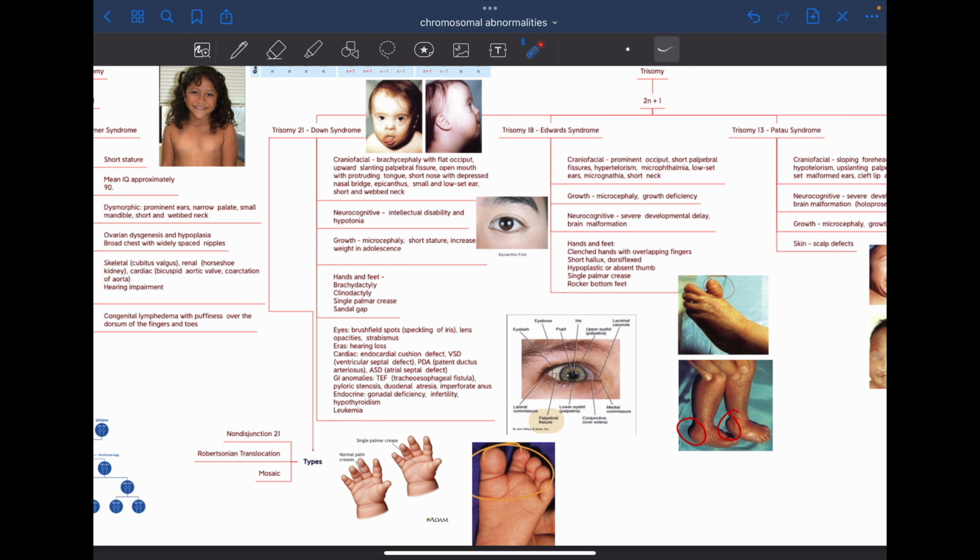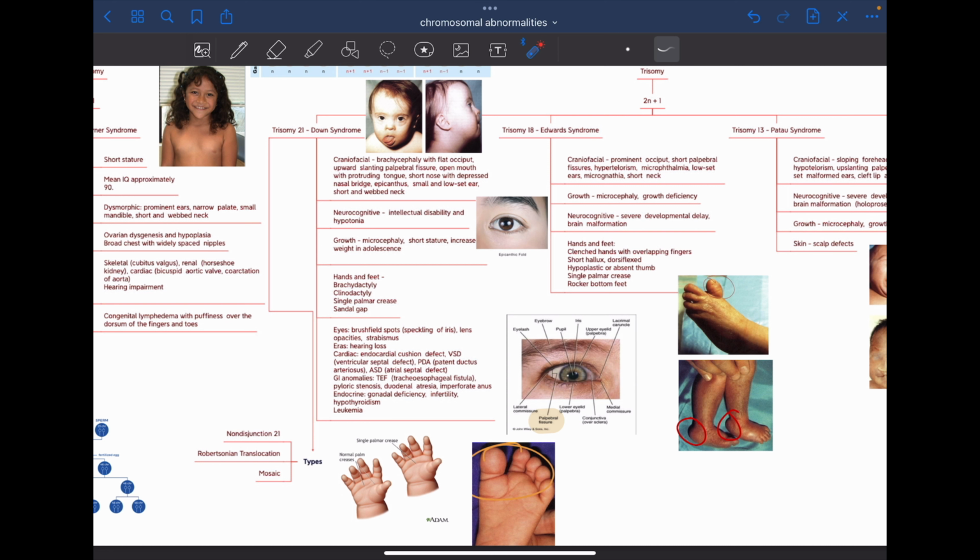There are also health problems, so problems with vision, hearing loss, and cardiac problems like ventricular septal defects or atrial septal defects. There are also problems with the endocrine system, which can result in infertility and hypothyroidism, and even leukemia can happen in patients with Down syndrome. Now, when it comes to this syndrome, you can actually differentiate it based on the cause, based on the type. Usually this is done through karyotyping, and you can look at the chromosomes, and from this chromosomal study, you can see what is the cause of Down syndrome.